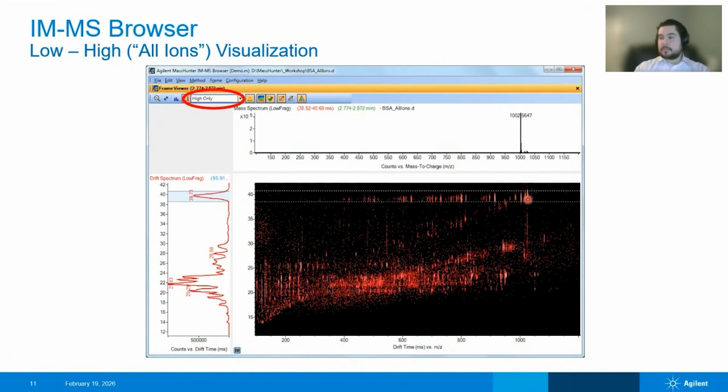And because we've already separated based off in the iMobility dimension, any fragments that occur in the collision cell will have the same drift time encoded into them. So if you could get separation on potentially isomers, or depending on what you're running, if you're running peptides and you have isomeric peptides and you get separation, you might see different fragmentation patterns.